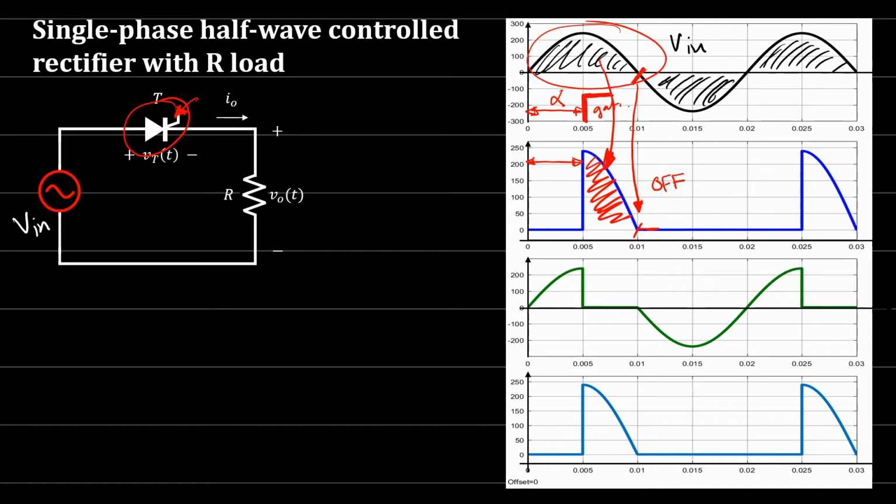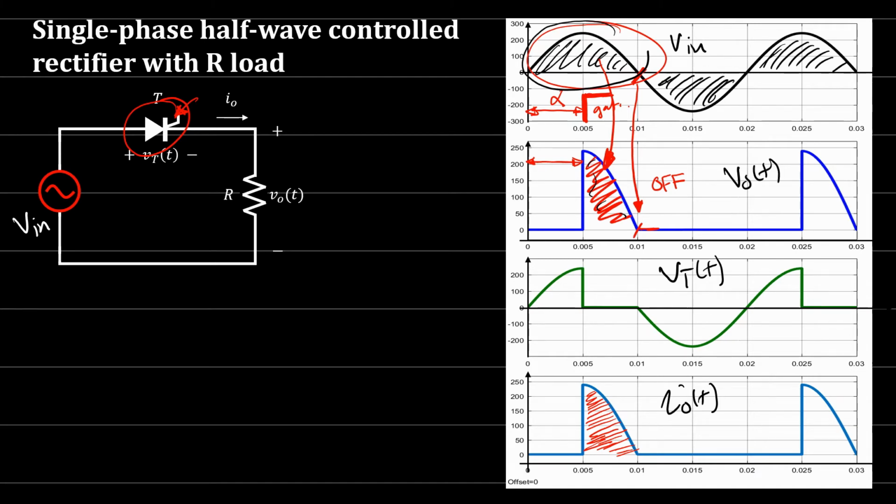Now, because here we have a resistive load, you'll find that the output current will be similar to the output voltage, right? And the thyristor voltage here will be how much? V input minus V output. So this portion minus this portion, right? So this is the thyristor voltage. And the output current here, I out, will be similar to the output voltage. Okay, the shape of the waveform will be similar to the output voltage.